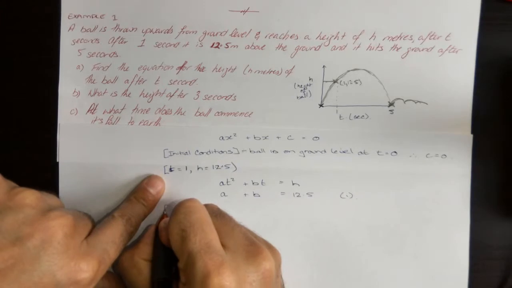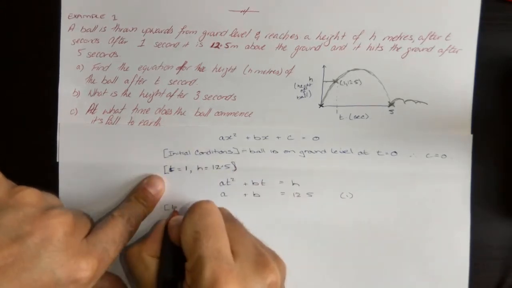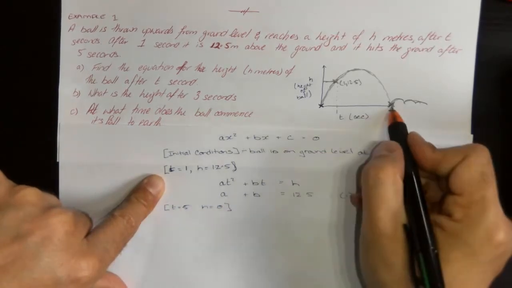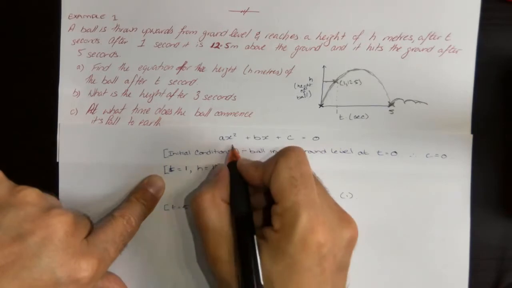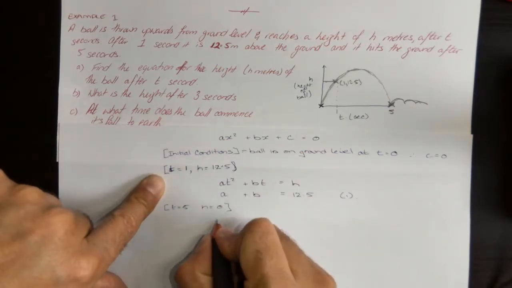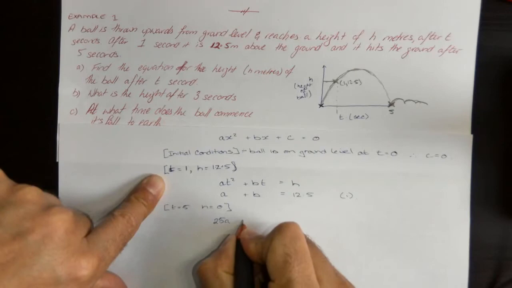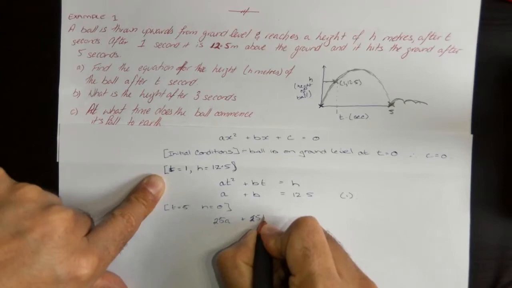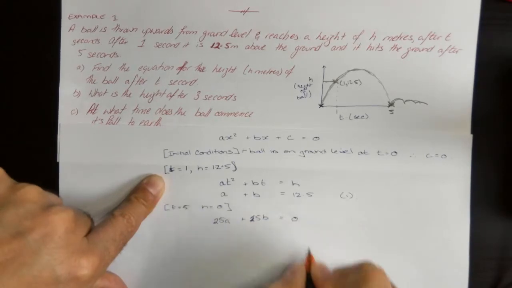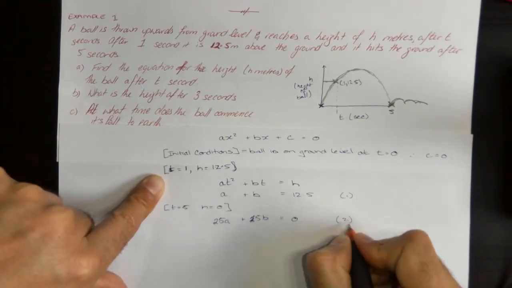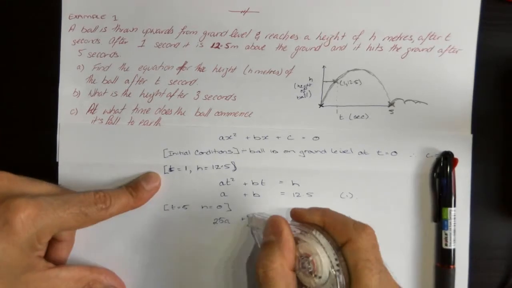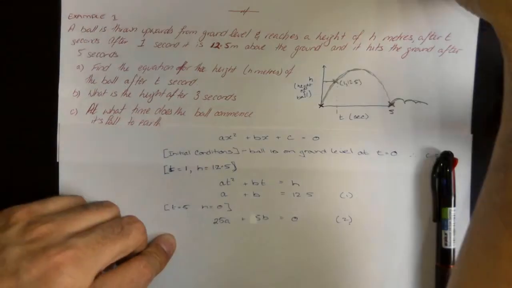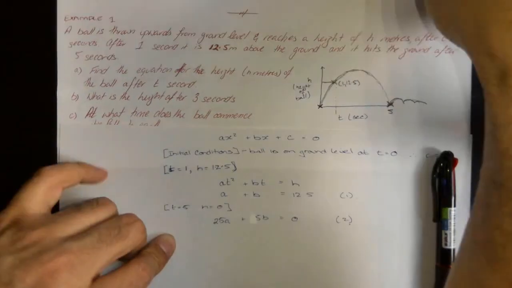And we also know when t equals 5, h should also equal 0. Yeah, and that's this part here. So I'm going to plug in t equals 5. So 5 squared is 25, so 25a plus 5b equals 0. Okay, I'll just tidy that up a bit. Okay, so what happens now is I've actually got two linear equations which I can solve simultaneously.